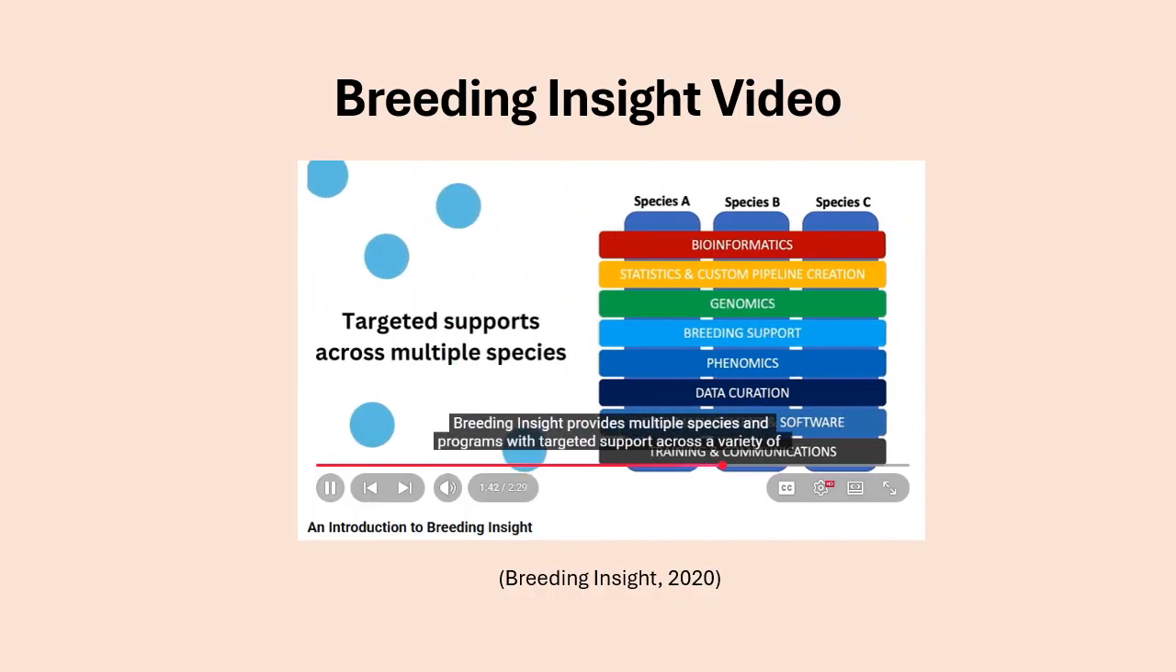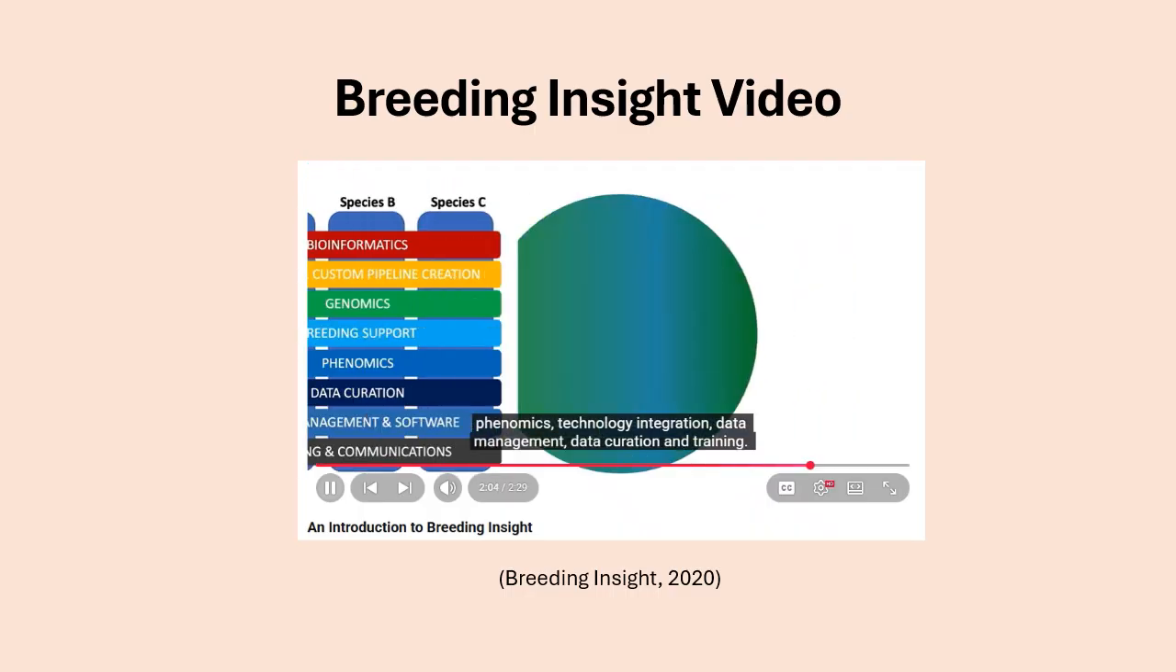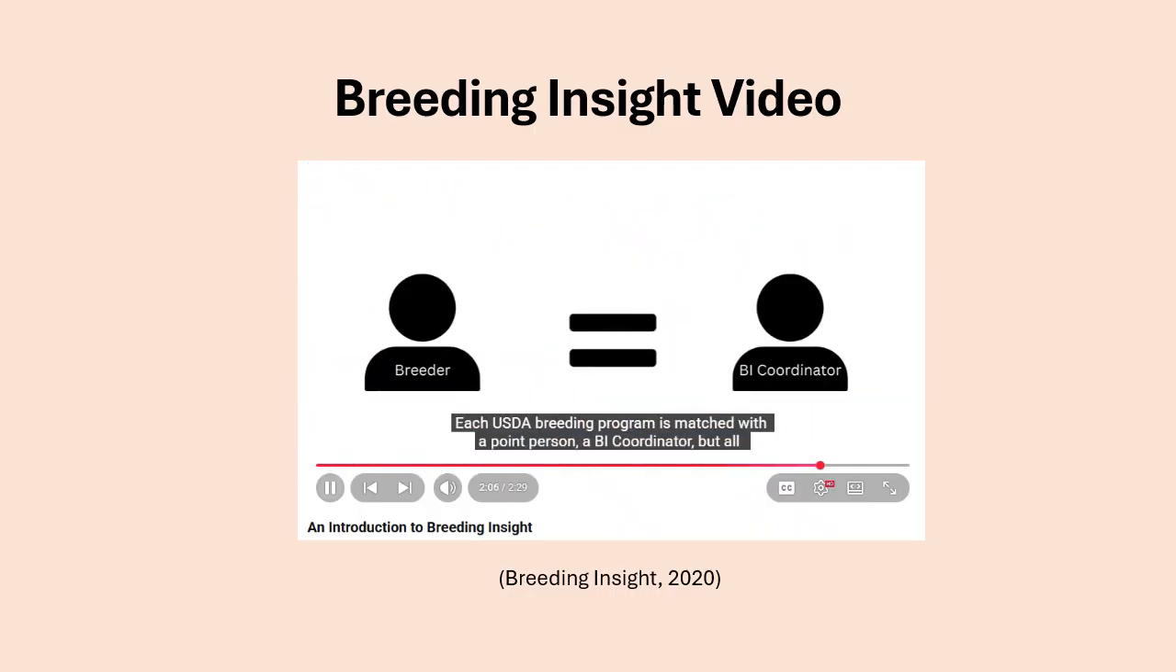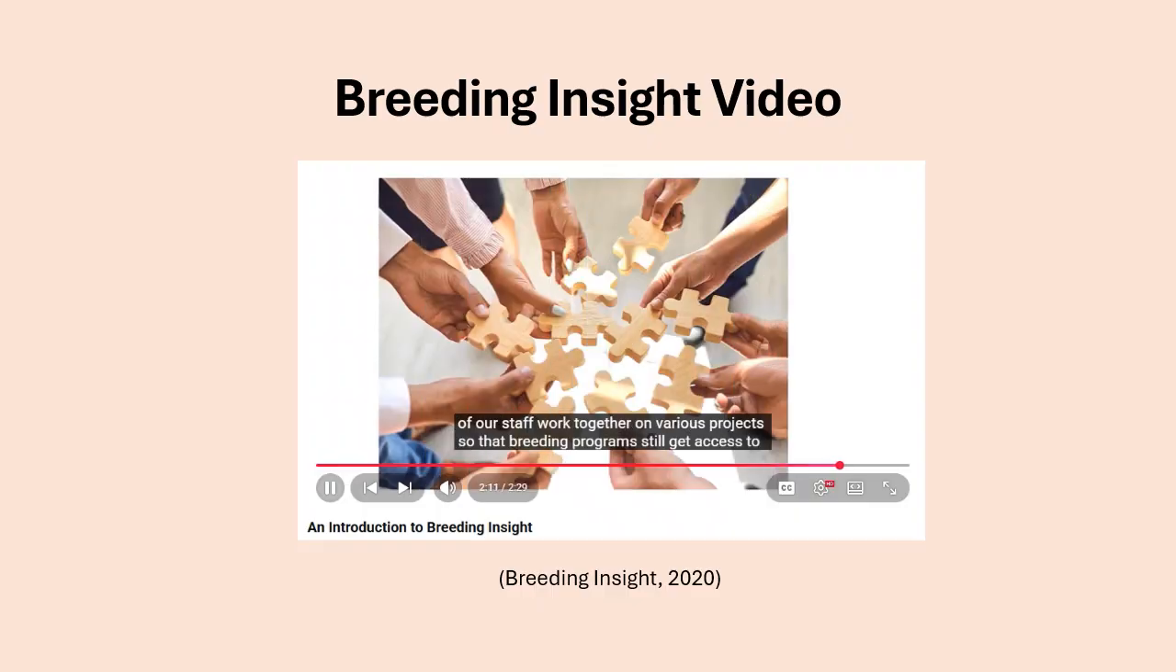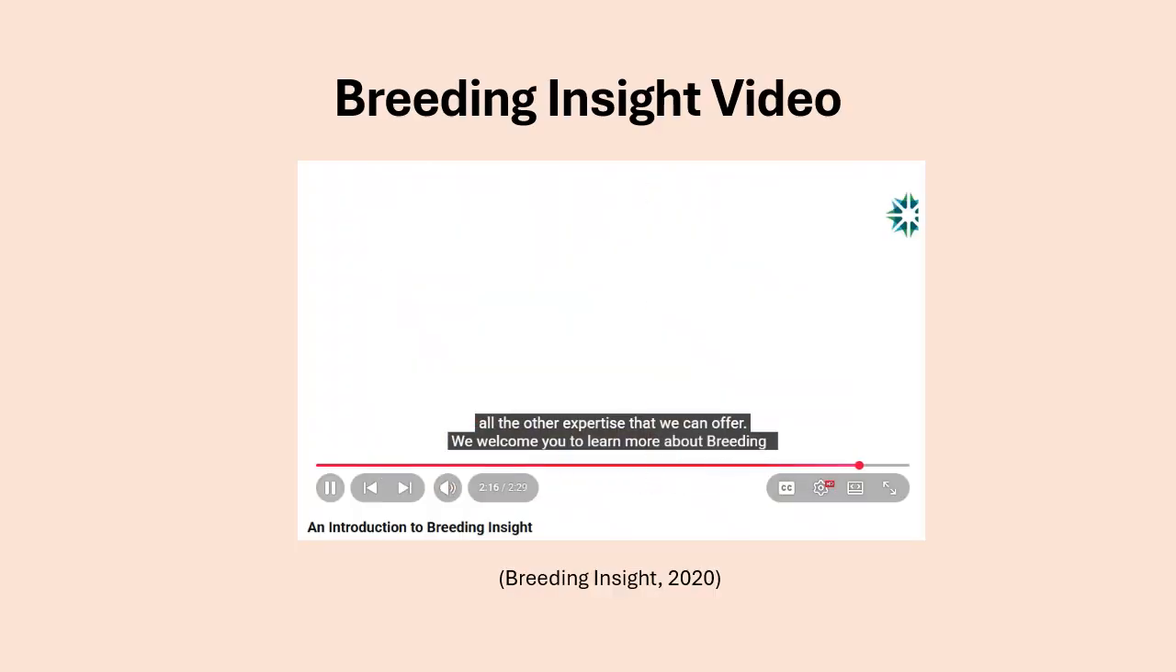Breeding Insight provides multiple species and breeding programs with targeted support across a variety of these domains. We are able to do that because here at BI, our staff is well versed in all of these areas. We have experts in genomics, IT software support, bioinformatics, breeding best practices, phenomics, technology integration, data management, data curation, and training. Each USDA breeding program is matched with a point person, a BI coordinator, but all of our staff work together on various projects so that breeding programs still get access to all the other expertise that we can offer.